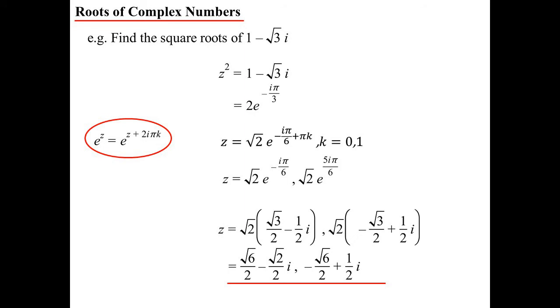Now, is that a great way of doing it? Because if you think about it, all we've really done is used de Moivre's theorem, but in exponentials rather than the other one. So I don't know that it saves us a lot of time doing it that way.